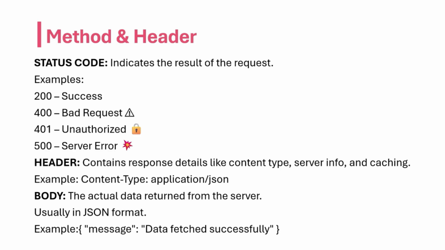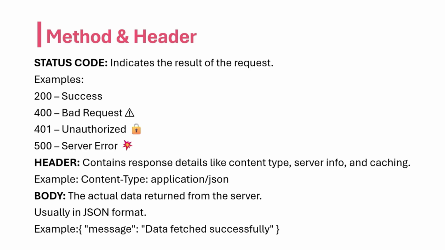For example, if it shows 200, then it's success; 400, then it's a bad request; 401, that we sometimes see on our mobile phone or when we open any website. It means that it's an unauthorized request. Then 500 simply means that it is a server error.